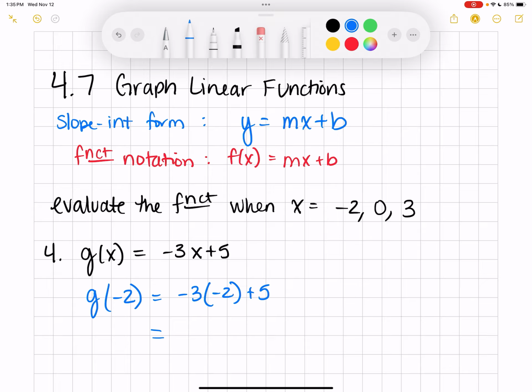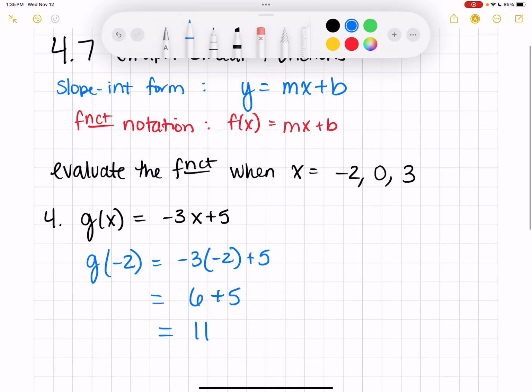So I've got -3 times -2. That's a +6 plus 5. So this is equal to 11. So when x is equal to -2, the function is equal to 11.